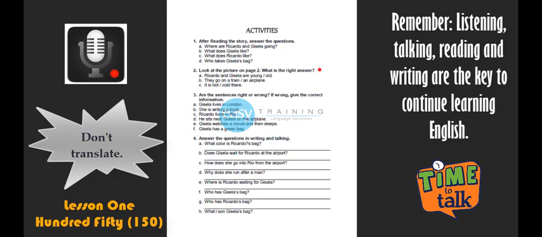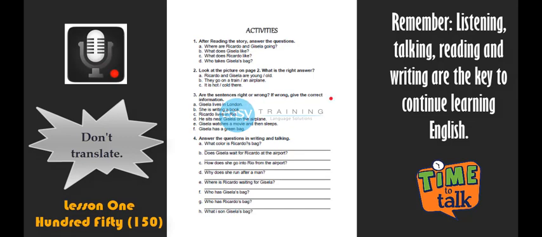Activity 2. Look at the picture on page 2. What is the right answer? What is the correct answer? A. Ricardo and Gisela are young or old. Are they young or old? They go on a train or they go on an airplane. It is hot there or it is cold on the airplane.